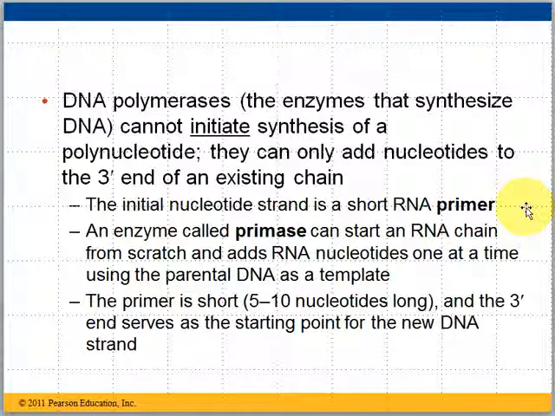The DNA polymerase can't start the chain from scratch. It has to add to something that already exists. So the RNA primer is created by primase, and primase can create its own little new RNA chain from scratch, and it adds RNA nucleotides one at a time using the DNA as the template.